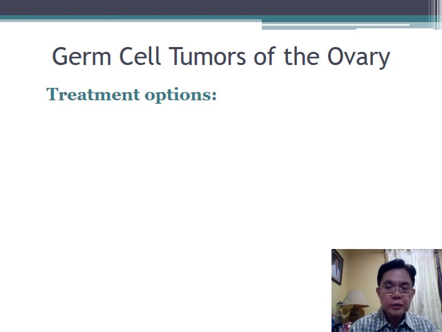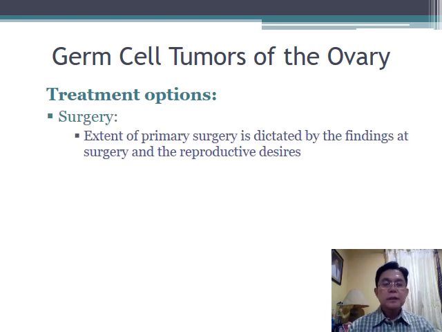So the treatment options for germ cell tumors, again, emphasizing that surgery is still the approach of treatment for germ cell tumors. For most or all ovarian cancer, surgery is the primary treatment. The extent of primary surgery in germ cell tumors is dictated by the findings at surgery and the reproductive desires of the woman. So that means how extensive the tumor is at the time of surgery, or if the patient is strongly desirous of pregnancy.